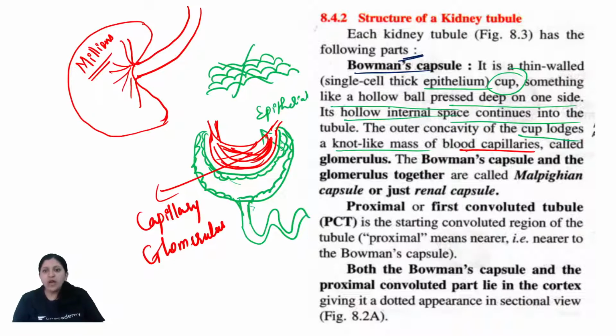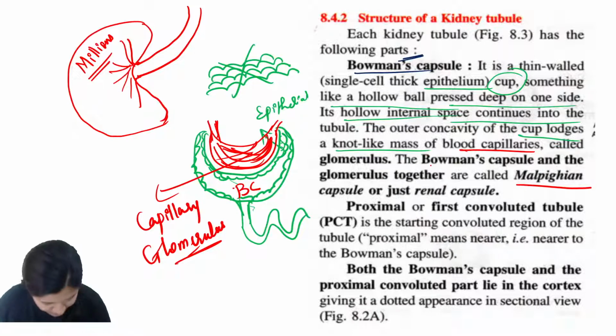Okay, so now here the Bowman's capsule and the glomerulus. This one is a Bowman's capsule and this is a glomerulus. Both of them together we call a Malpighian capsule, or just a renal capsule also.